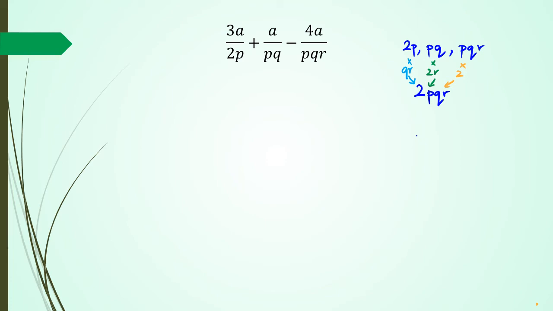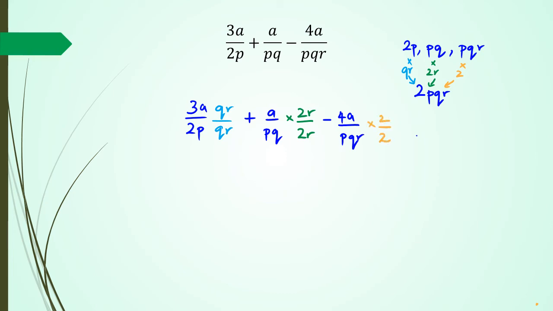So I'm going to write down my 3a first, 3a over 2p. And if I have a look, I need to multiply by qr, both in the numerator and the denominator, and then that should give me the denominator of 2pqr. So I've got this plus a over pq multiplied by 2r. So I've got 2r in the numerator, 2r in the denominator. And then finally I've got minus 4a over pqr. But this is getting multiplied by 2 in the numerator and 2 in the denominator.